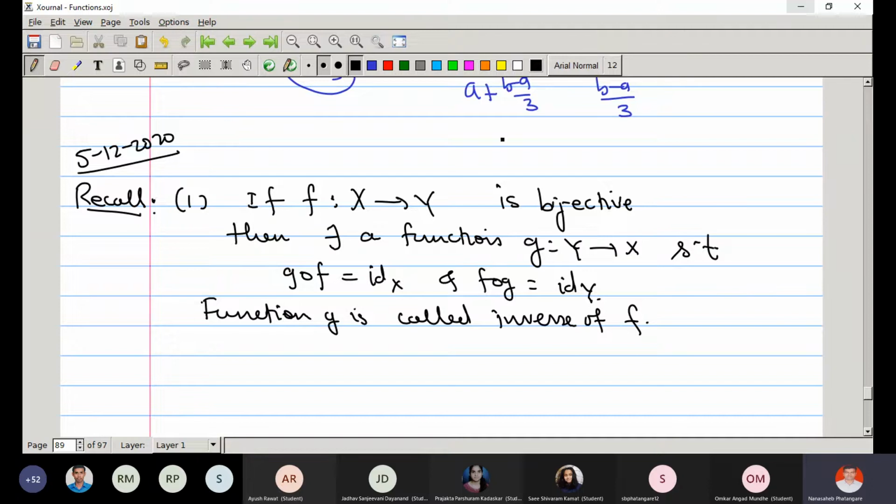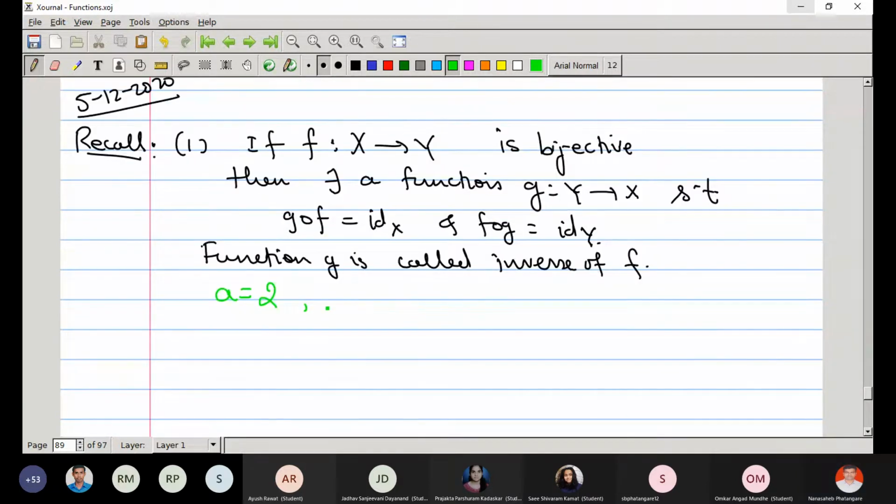Now, a similar kind of thing we do with real numbers. If you have a equal to 2, what is the multiplicative inverse of 2? a inverse is 1 by 2, correct? And what is the product a into a inverse? That means 2 into 1 by 2 is 1. And 1 is the identity. So the philosophy is similar, right?